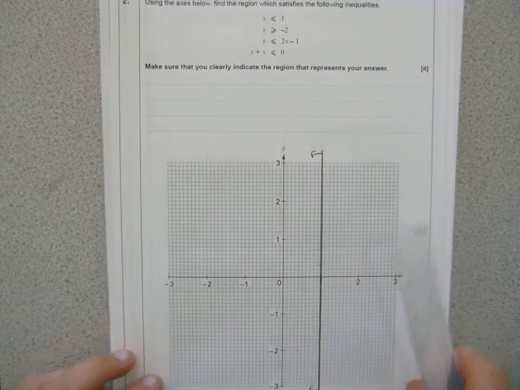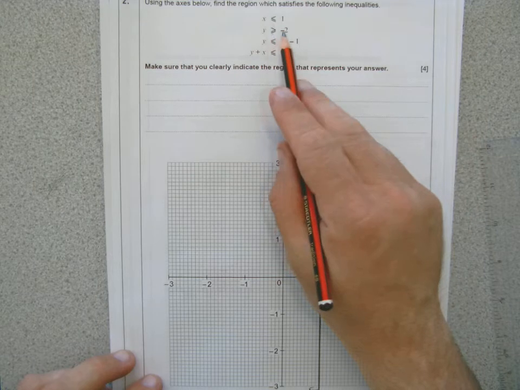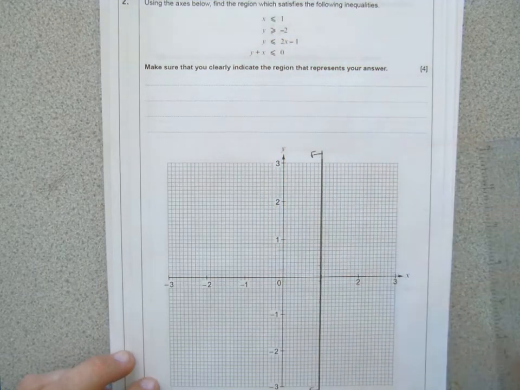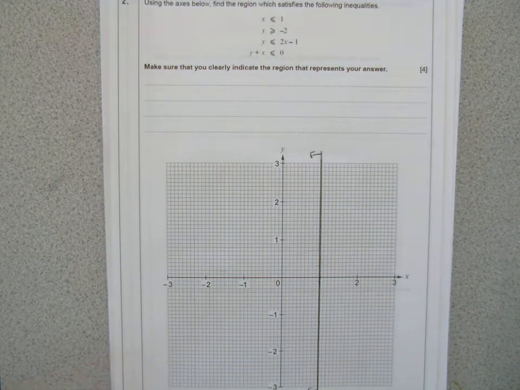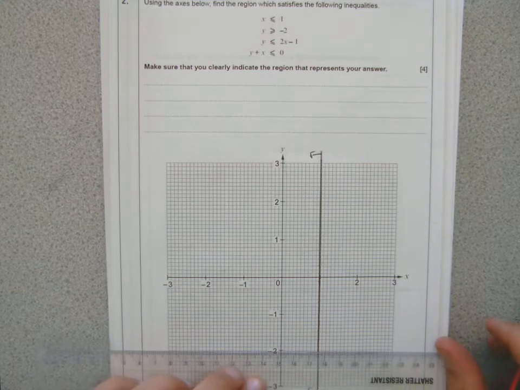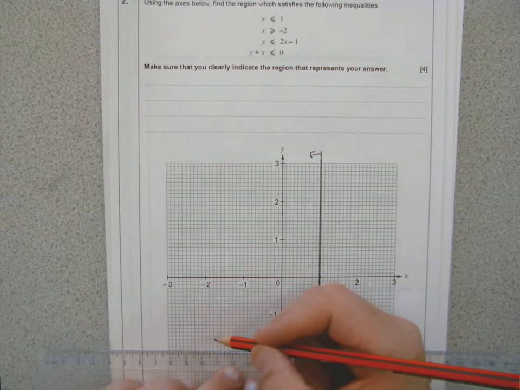Next then we've got y is greater than or equal to minus 2. So we draw the line y equals minus 2. So let's go to y equals minus 2. Y equals minus 2 is down here. Okay, so y equals minus 2. Let's draw a line through it. It's a horizontal line.